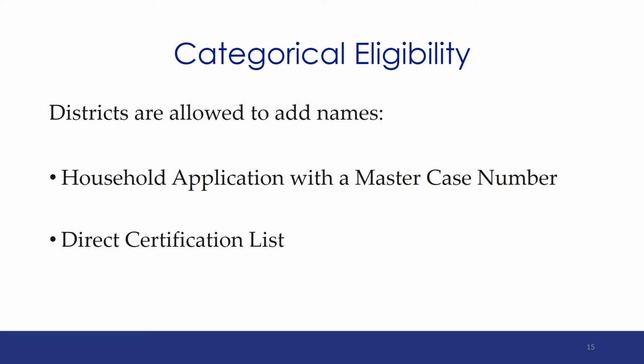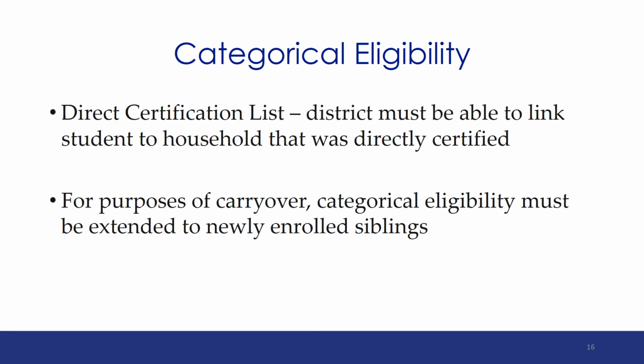Since benefits can be extended to households that participate in an assistance program, districts are allowed to add names to either a household meal application with a master case number or to the district's direct certification list. For categorical eligibility, if names are added to the direct certification list, you must be able to demonstrate they reside in the same household. For purposes of carryover into the new school year, categorical eligibility must be extended to newly enrolled siblings.